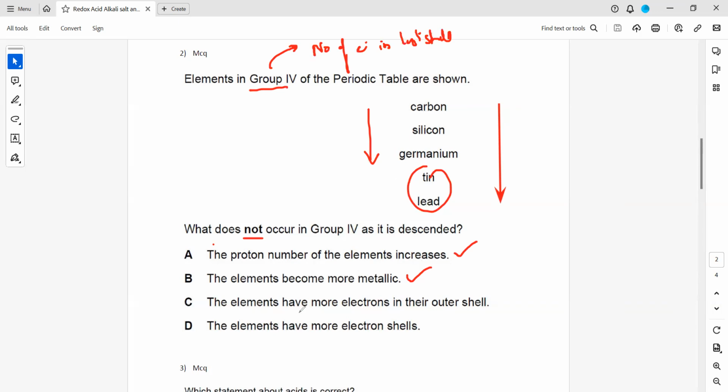So it's written that elements have more electrons in their outer shell. That's not correct. They should have the same number of electrons in the last shell as they belong to the same group. And elements have more electron shells. That's true. As we go down the group, as the period changes, the number of electron shells will also change. That's why C is the statement which is not correct, or does not occur, as we go down the group.